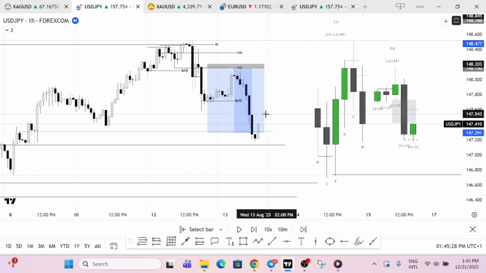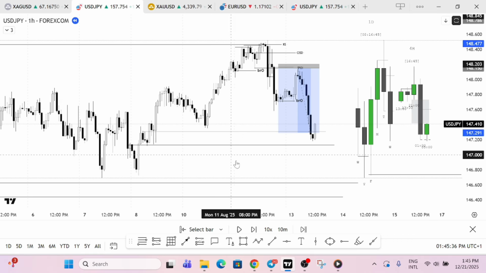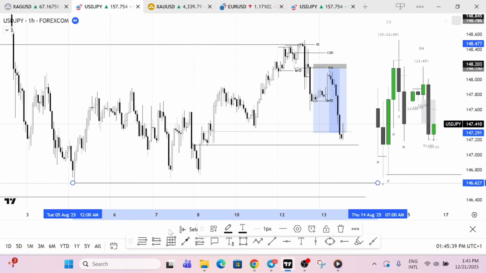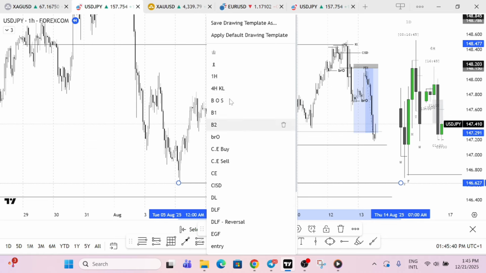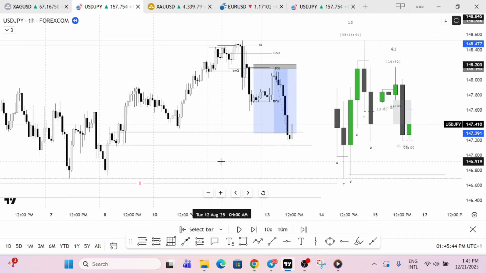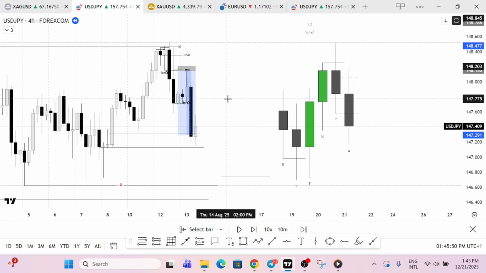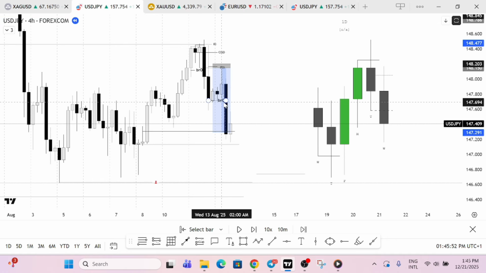So after phase 4, usually we expect a consolidation, retracement, or a total reversal. In this scenario, I'm actually expecting a continuation, coupled with the fact that we have a potential draw on liquidity to the downside right here. So what we do, we go back to the 4-hour time frame. On the 4-hour time frame, it's simple. We just want to see the logic that is behind price action.